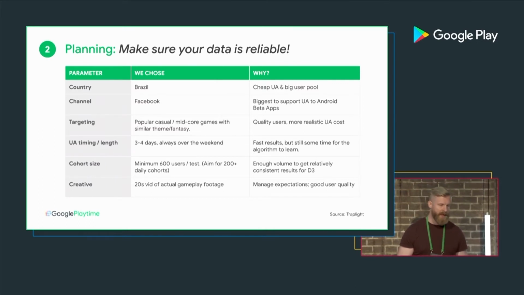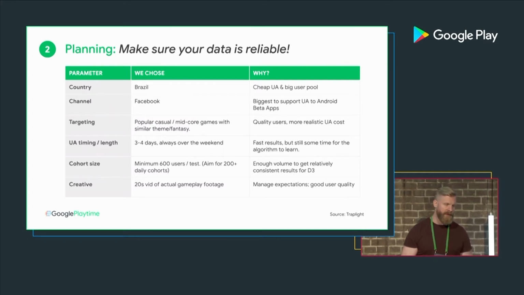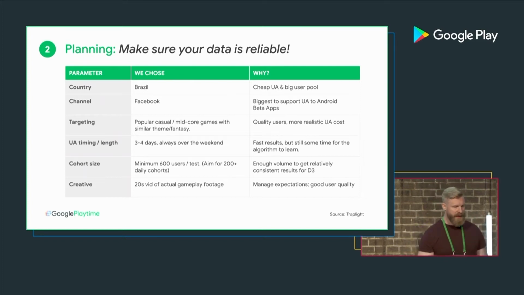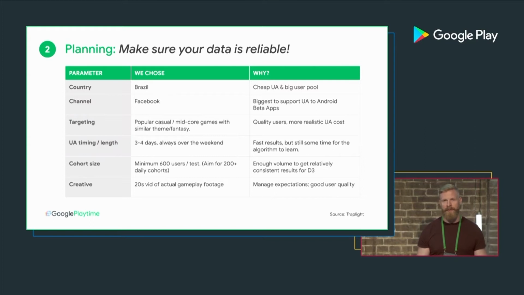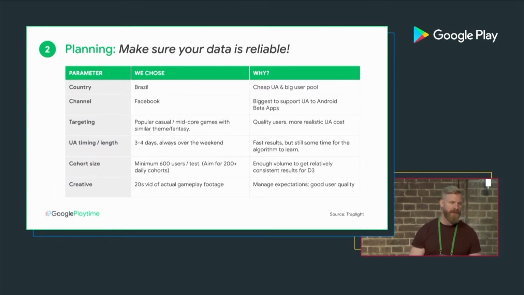So in our testing, we wanted to target similar games with similar fantasy and theme, but we also didn't want to spend huge amount of money on the tests. So that's why we chose a country like Brazil, which has a high amount of users, but they're also quite cheap. So we could acquire them actually with 25 cents per user. So we only spent like $500 per test, acquiring sometimes even thousands of users at a time.